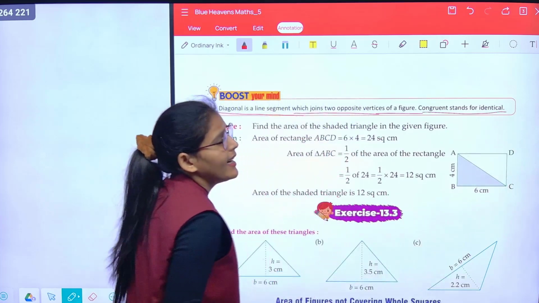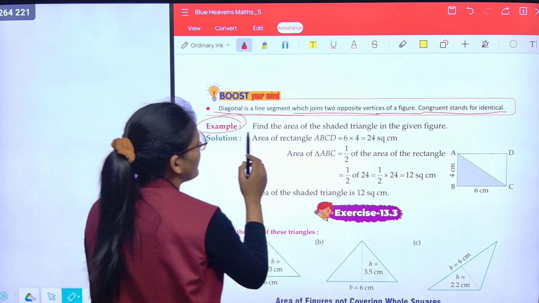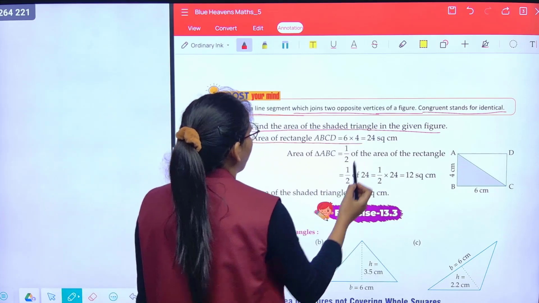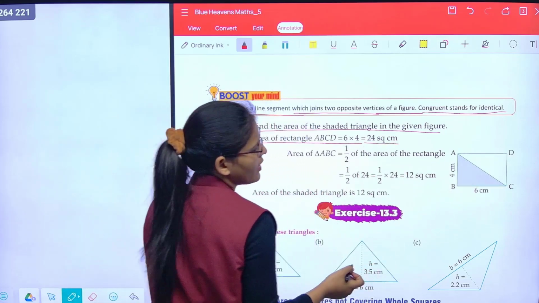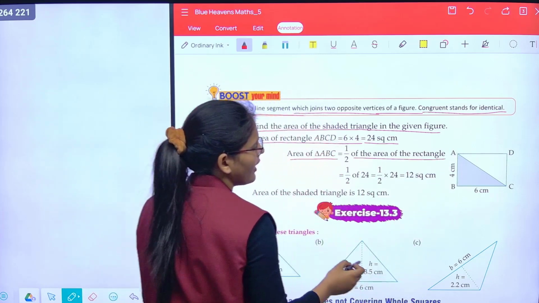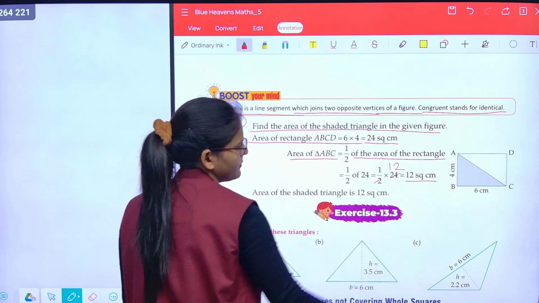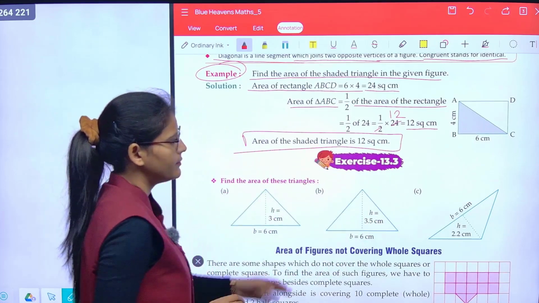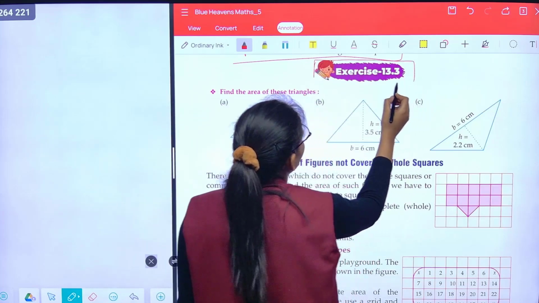Congruent stands for identical. Now class, example: find the area of the shaded triangle in the given figure. Area of rectangle ABCD is 6 multiplied by 4, 24 square centimeter. Area of triangle ABC is 1/2 of the area of the rectangle, 1/2 multiplied by 24, which is 12 square centimeter. The area of the shaded triangle is 12 square centimeter.